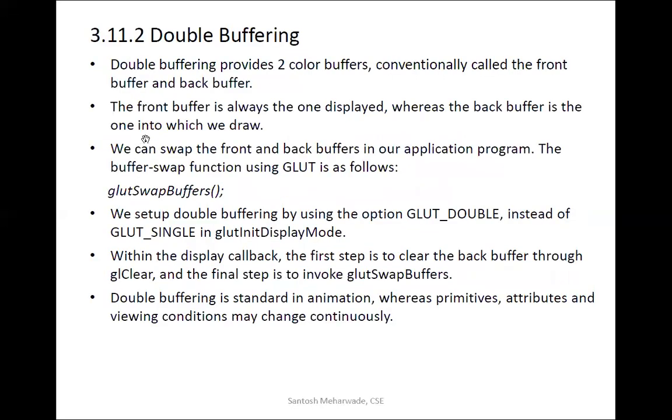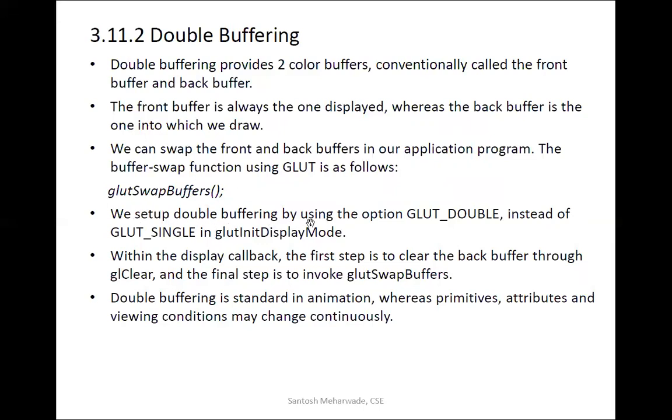The next one is double buffering. As we have seen, double buffering consists of two color buffers: a front buffer and a back buffer. The front buffer's job is to always display, whereas the back buffer's job is to draw or render the object. We can swap the front and back buffers in our application program. The swap buffer function in the GLUT library, which is what we are going to use, is glutSwapBuffers. You are used to this command in your programs. If you miss glutSwapBuffers, there will be no interaction between the front buffer and back buffer.